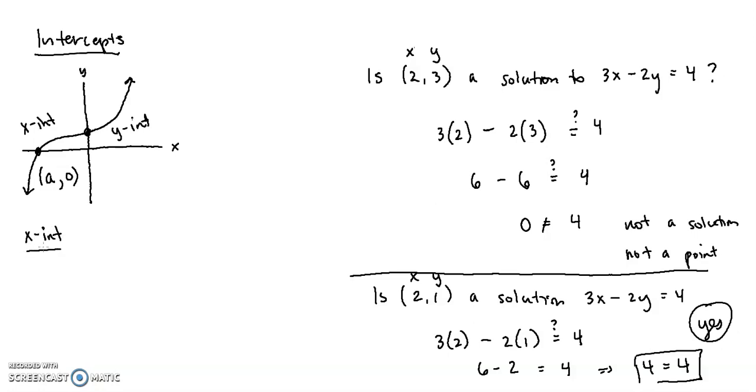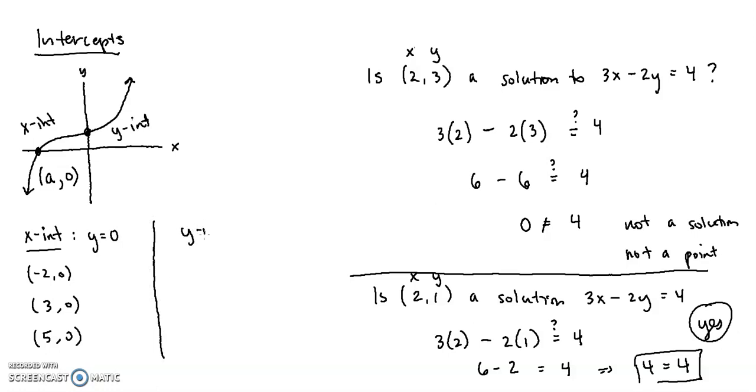So x-intercepts might be something like negative 2, 0, or 3, 0, or 5, 0. Those are all x-intercepts, and I know just by looking at them because y equals 0. So if you want to have an x-intercept, you have to have y equal to 0.